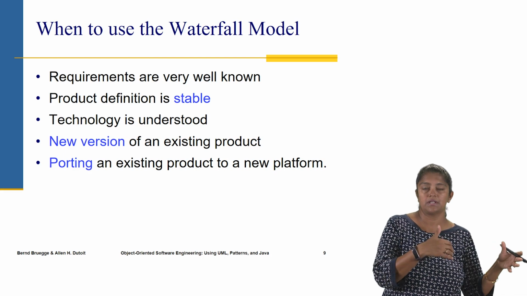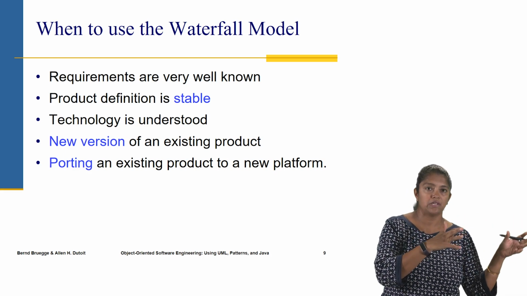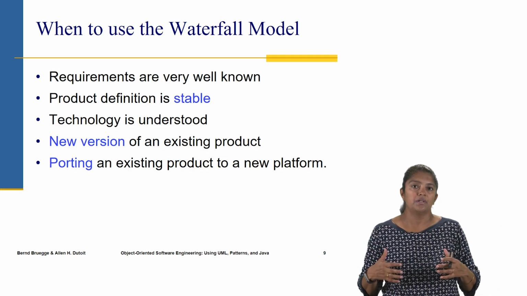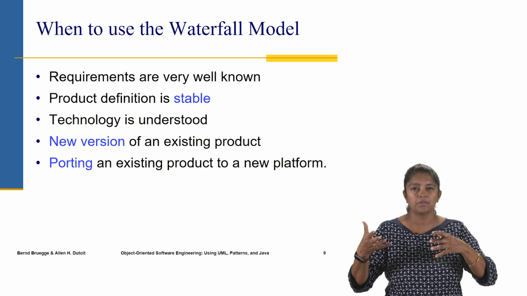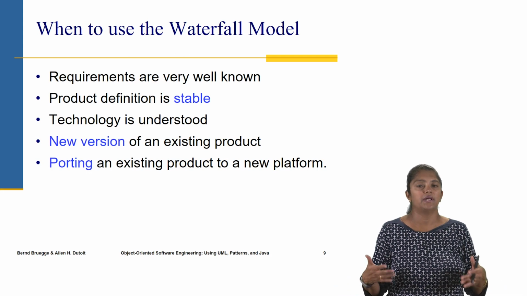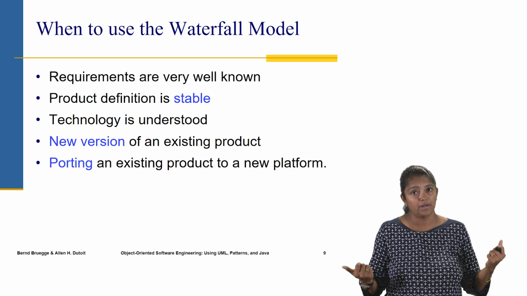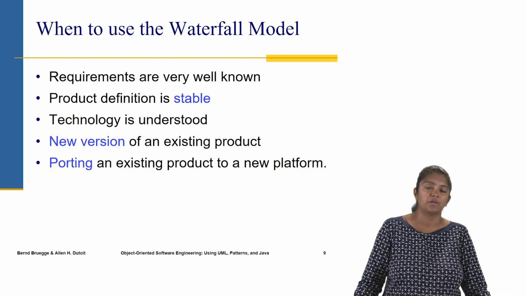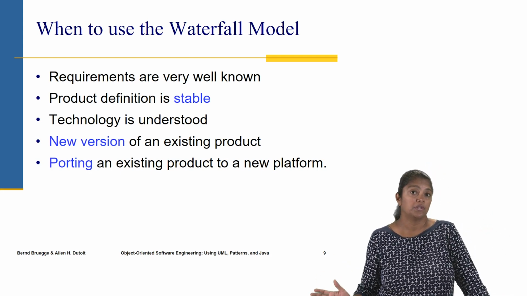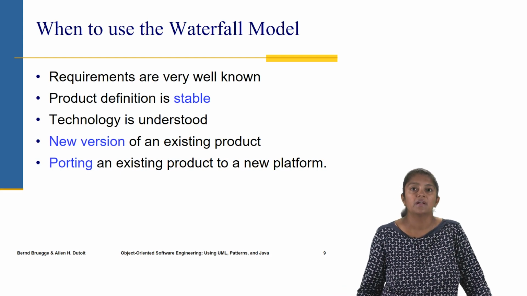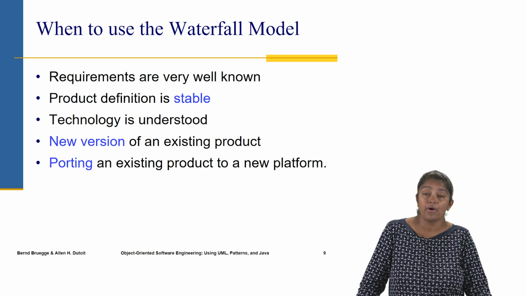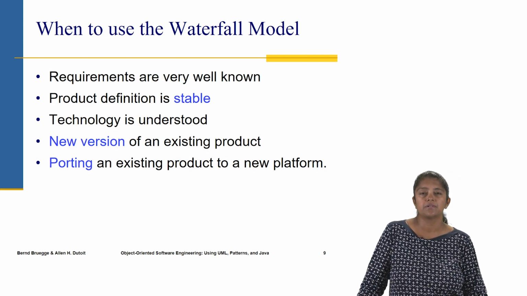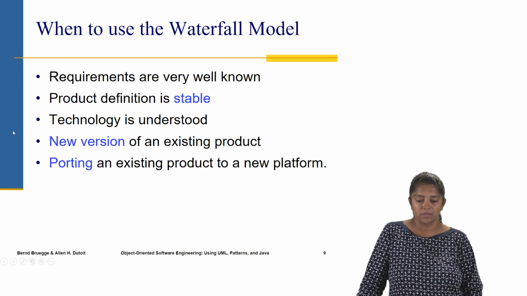So there's an existing product using some legacy language, and you want to convert it into a more modern one using more modern technology, then the requirements are already well known, the product definition is stable, so the new version can be created using a waterfall model. It's a good fit there. Or porting an existing product to a new platform. So again, even in that situation, the waterfall model is a good fit.